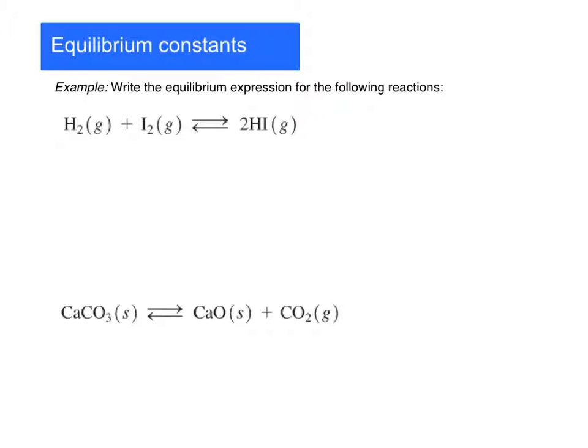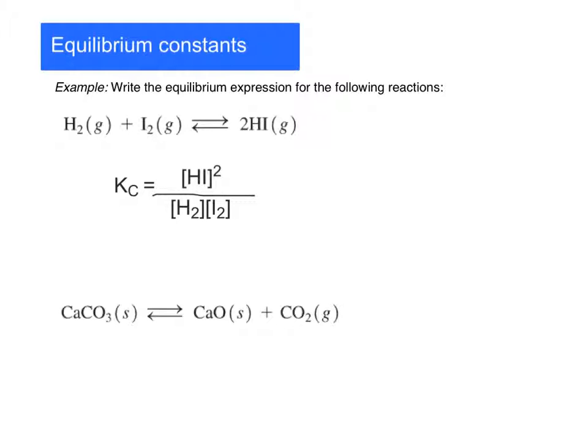Kc for this first reaction is going to be equal to the concentration of the product, so that'll be the concentration of HI squared, because it has a 2 coefficient here, divided by the concentration of H2 times the concentration of I2. That's your whole equilibrium expression. And if we knew the concentrations at equilibrium, which we could measure experimentally, then you could plug those in and get an actual value.